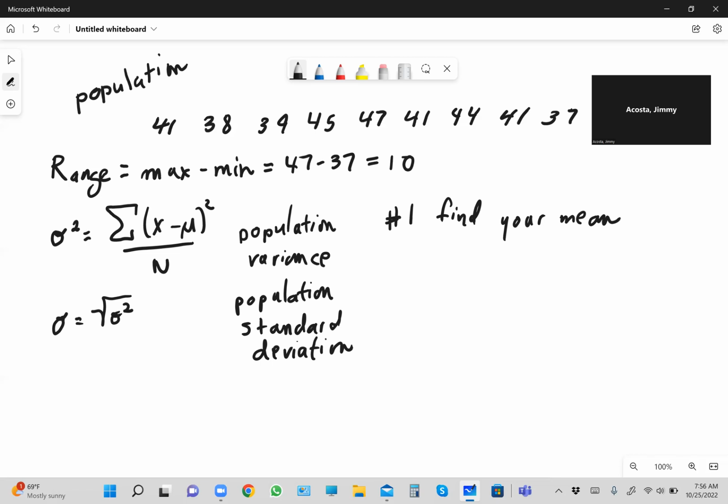Okay. So let's find our mean. How do we find the mean? Notice that the symbol we're going to use for the mean is mu. So sum of x divided by n. So what are we adding? All those numbers. So let's go ahead and do it.